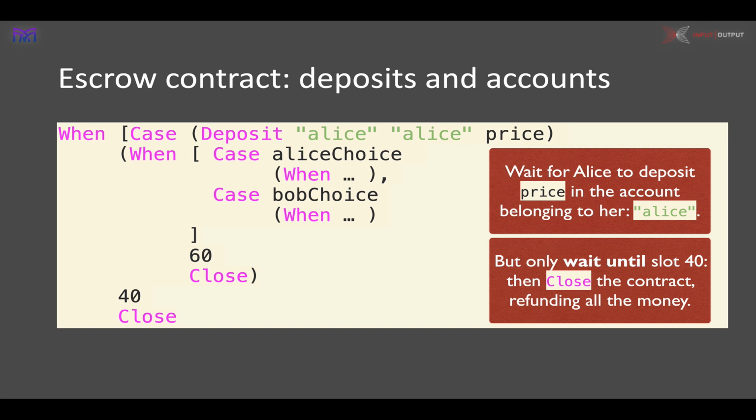So our when construct, which is the thing that waits for an external action, is equipped with a timeout and with an alternative contract to process if the timeout happens. That's the way that we ensure things happen, or if something doesn't happen, we ensure that remedial action can be taken. Nobody can walk away from a contract and leave money committed forever, because the action of close is to refund money in accounts to the account holders.